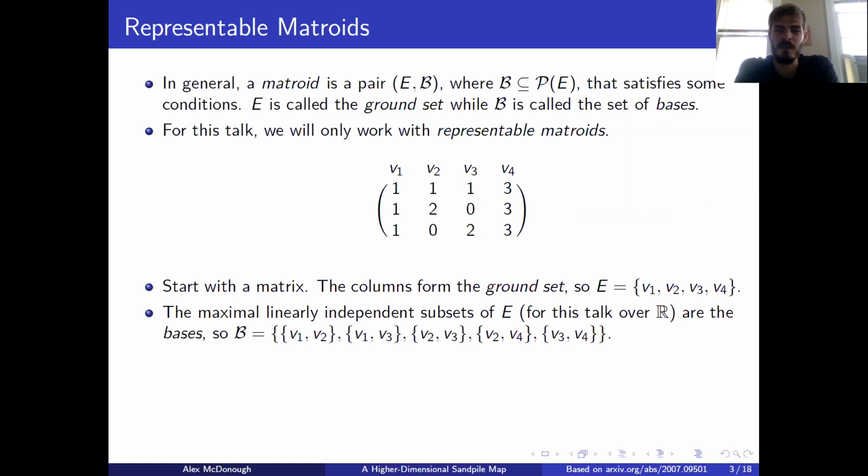So any set of column vectors that are linearly independent. In this case, any three of the column vectors are going to be linearly dependent, but any two of them are linearly independent except for V1, V4. So those are going to be our bases. And one nice thing about working with representable matroids is that this is exactly the same definition of bases that you'd work with in linear algebra.